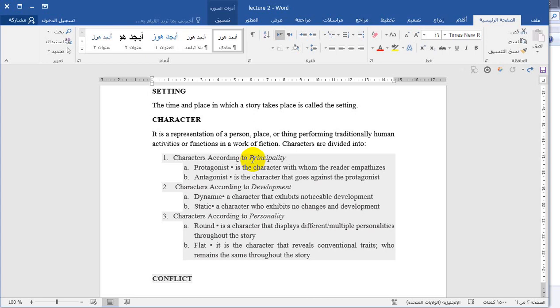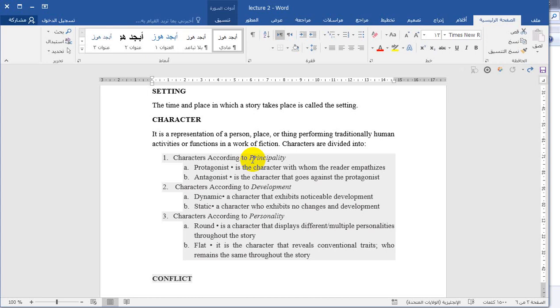According to the development, we have dynamic and we have static. Dynamic is the character that is developed through the story, I mean developed from the beginning to the end. From the beginning he takes one form, and at the end he has developed. He has another achievement, whether positive or negative, but he is changed at the end, or with the passage of the story he is going to change.